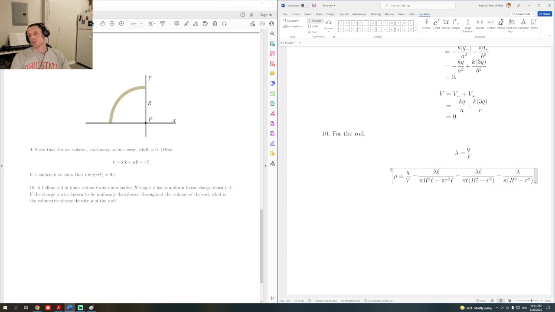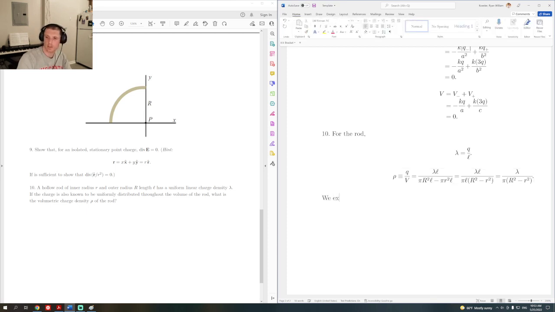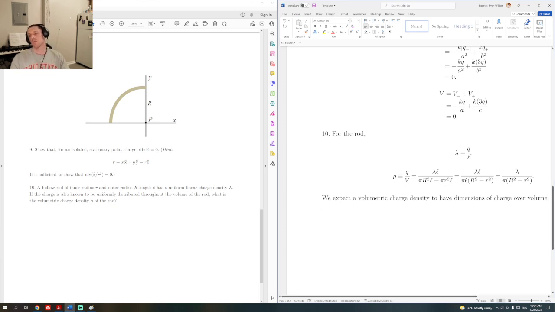And let's just check the dimensions here and make sure that it works out to be what we expect. I'll just put this in words. We expect a volumetric charge density to have dimensions of charge over volume. Remember that lambda has dimensions of charge over length. And down here we have an area in the denominator. Pi contributes nothing to the dimensions, it's just a pure number. So we see that this does work out dimensionally so that we have a charge over a volume.